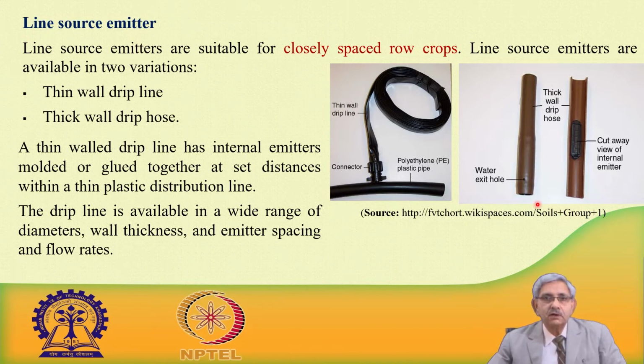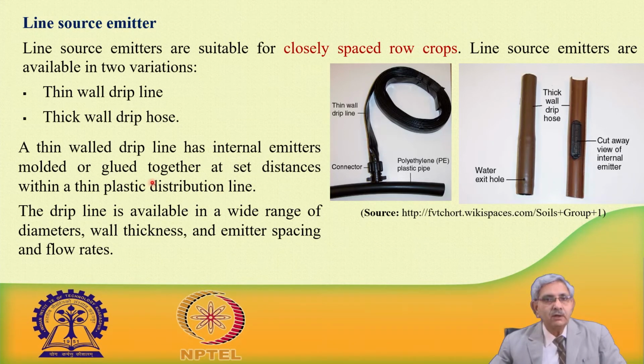Line source drip emitter, as you are seeing in these figures. Line source drippers are used in closely spaced row crops, and these are available as thin wall drip line. This is what you see, this is a thin wall drip line, we call it a tape, and then thick wall drip hose. This will look like a typical lateral pipeline, but as the name says, it is inline. The emitter is inserted inside the pipeline.